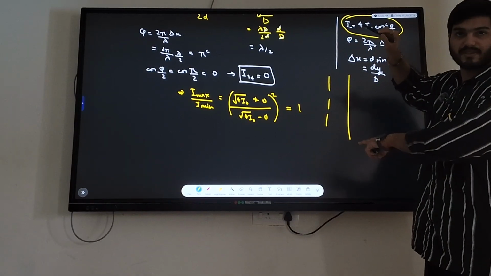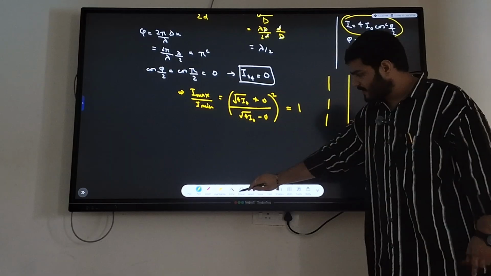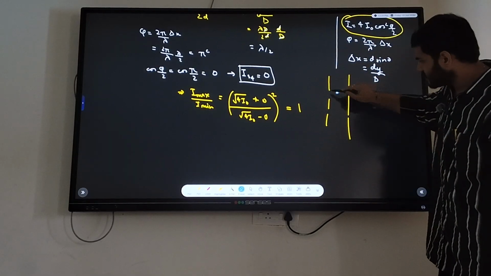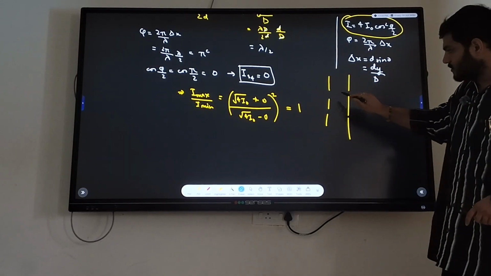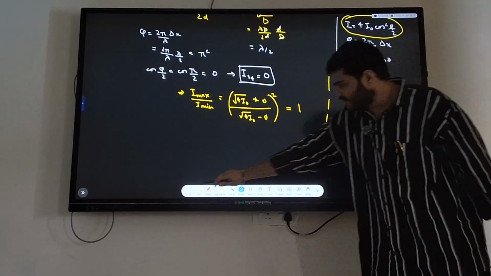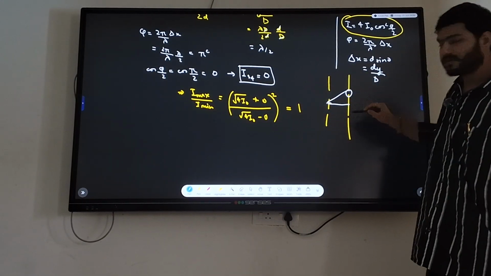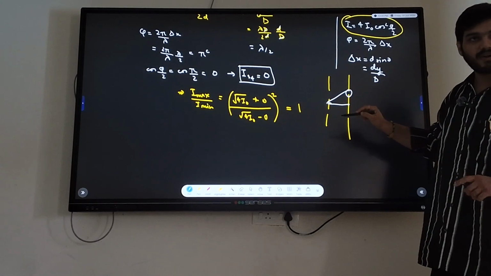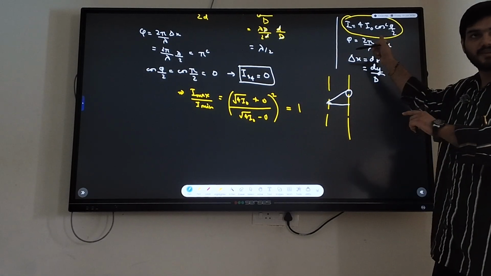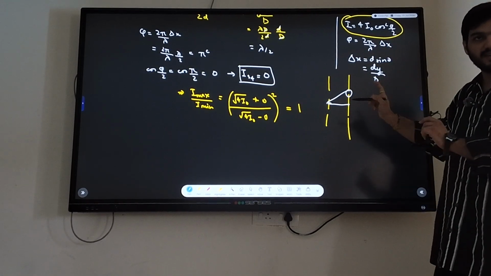It's given by that function. If for some reason you make 2 holes or any number of holes, you know the intensity that you will find at this point? You can find it by finding the phase. If you know the phase, you will find the intensity.